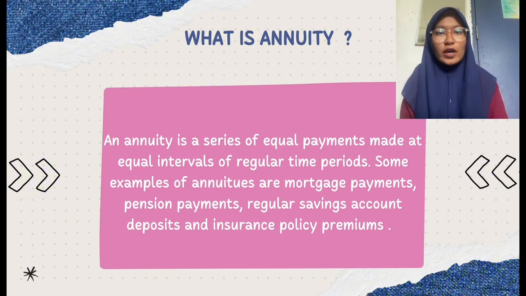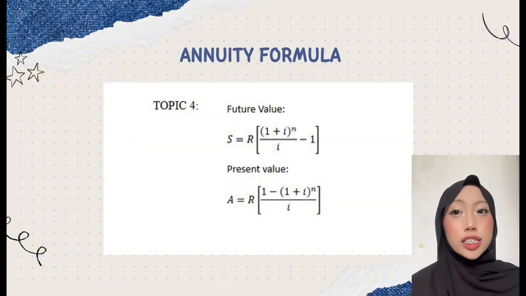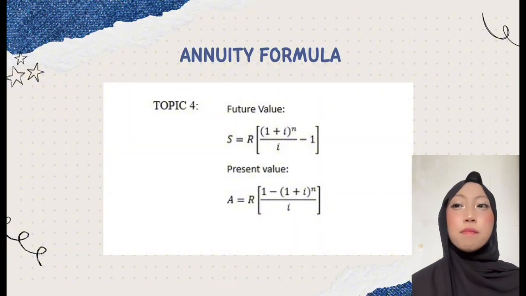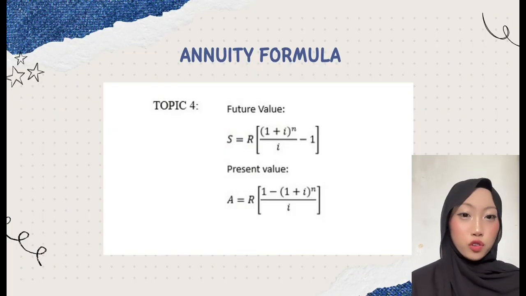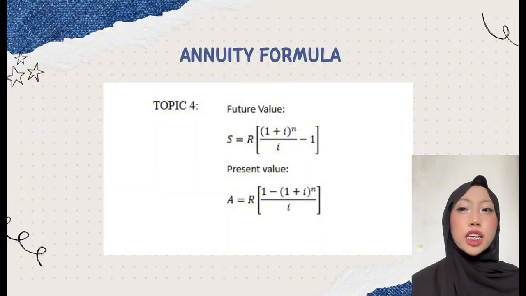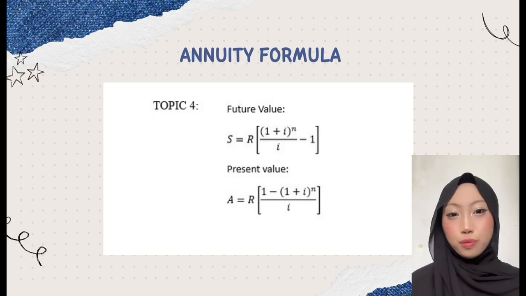Some examples of annuities are mortgage payments, pension payments, regular savings account deposits, and insurance policy premiums. To find the annuity formula, we also use the formula S equals P open bracket (1 plus i) close bracket power n divided by i minus 1 close bracket to find the future value, and we also use A equals R open bracket 1 minus (1 plus i) power negative n divided by i close bracket to find the present value.